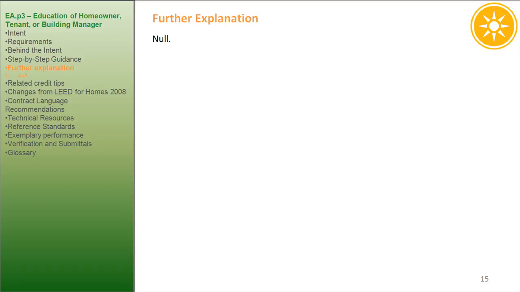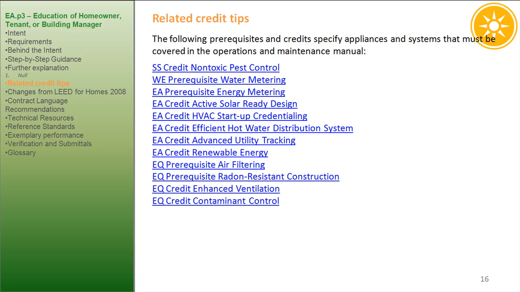Further explanation. Null. Related credit tips. The following prerequisites and credits specify appliances and systems that must be covered in the operations and maintenance manual. SS credit non-toxic pest control. WE prerequisite water metering. EA prerequisite energy metering. EA credit active solar ready design.